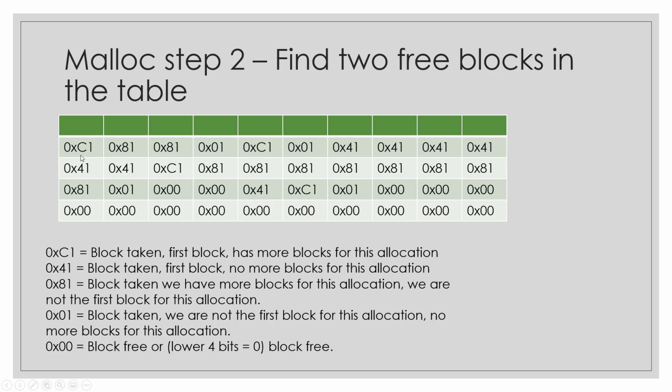So here we can see that there's an allocation. 0xC1, what does this mean? Block taken. This is the first block, and we have more blocks for this allocation. Now we see 0x81. What does 81 mean? Block taken, we have more blocks for this allocation. So we have 2 of those, and then we have a 0x01 which ends that allocation. So we can see that this allocation is 4 blocks in size. And it ends with 0x01, which has the 2 topmost flags as 0, which means that we are not the first block and there are no more blocks.